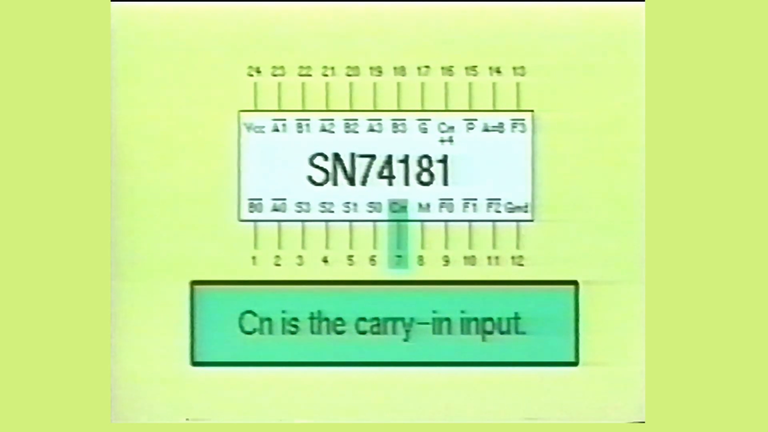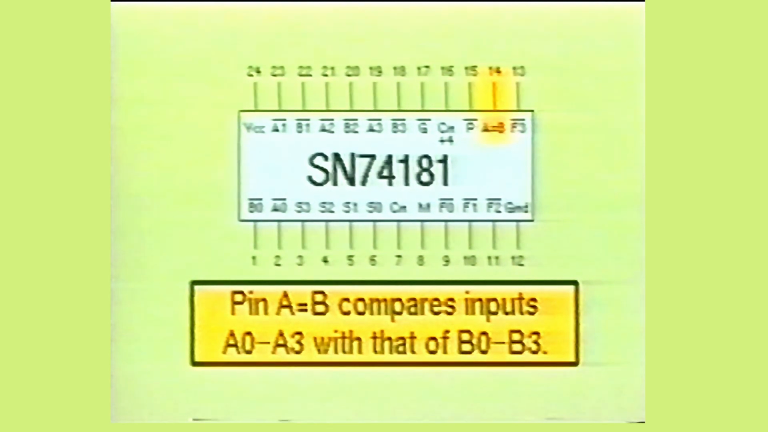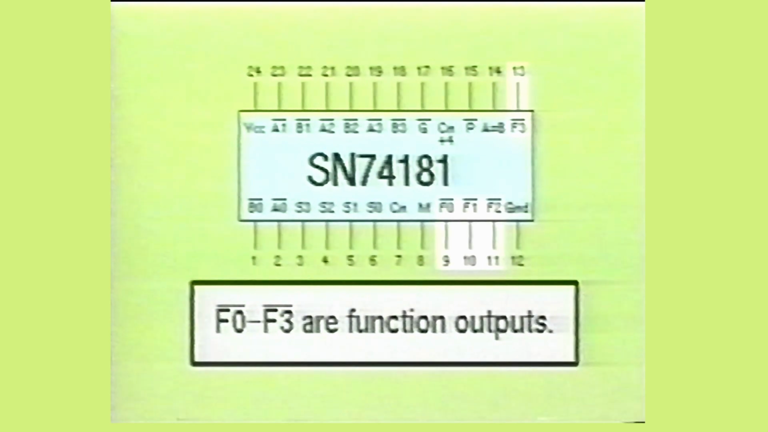The pin labeled CN is the carry-in input, and the pin labeled CN plus 4 is the carry-out output. The pin labeled A equals B is a comparator output. And the pins not F0, not F1, not F2, and not F3 are function outputs.